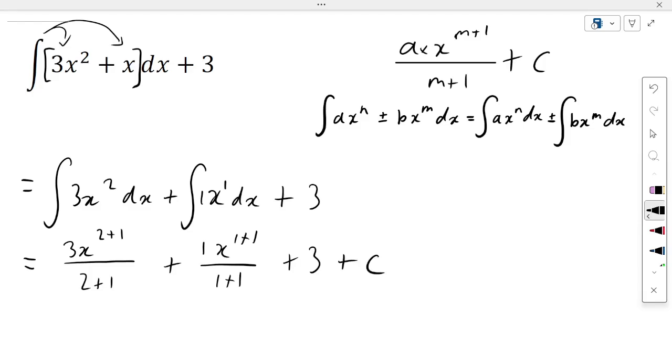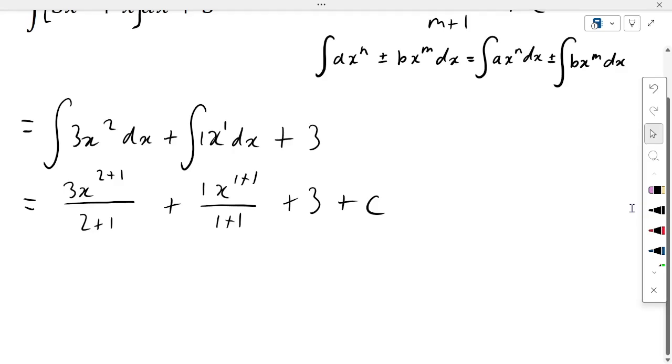I always recommend putting plus c right at the end, because that is how we learn. I know, like I said before, there are students that forget the plus c. Fortunately, I'm not one of them. But yeah, it's fine. It's just a skill issue.